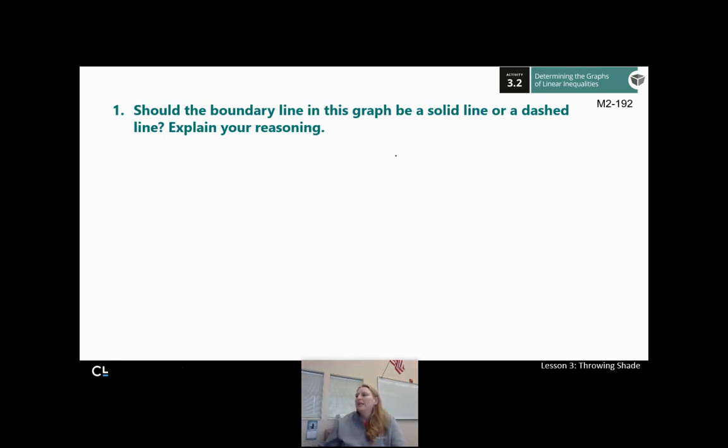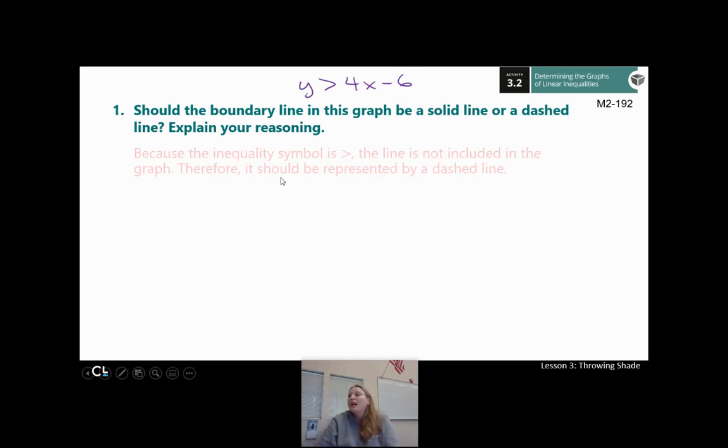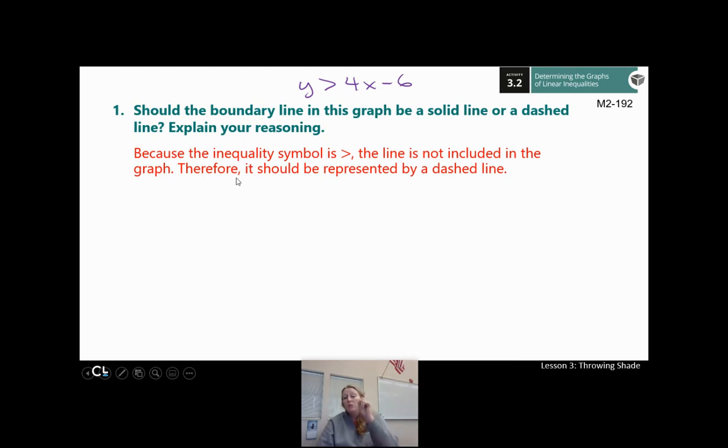Well, I noticed that this inequality does not have a squashed equal sign. That is a greater than symbol. There's no equal to there. So because the symbol is greater than, the line is not included in the graph. Therefore, it should be represented by a dashed line. So when we go to graph our line, we need to make sure that we make it a dashed line. Dash it all.